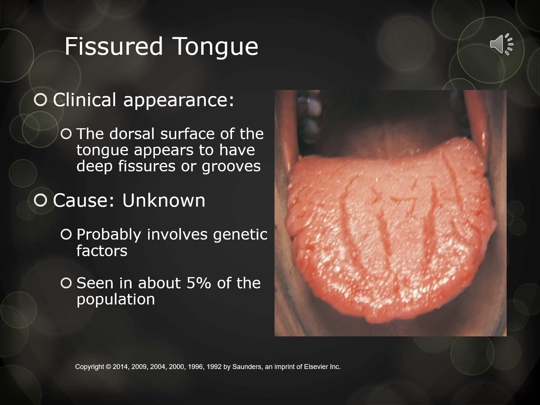The fissured tongue has a clinical appearance on the dorsal, the top surface of the tongue, and appears to have very deep grooves or fissures in it. The cause is idiopathic or unknown, and it involves genetic factors, probably. It's seen in about 5% of the population. Again, this is a variant of normal.